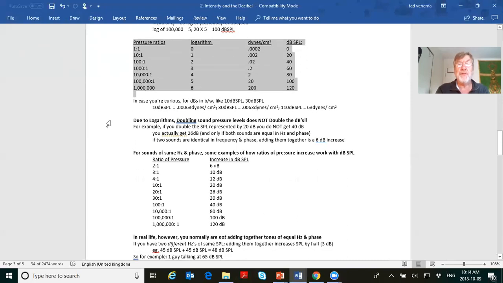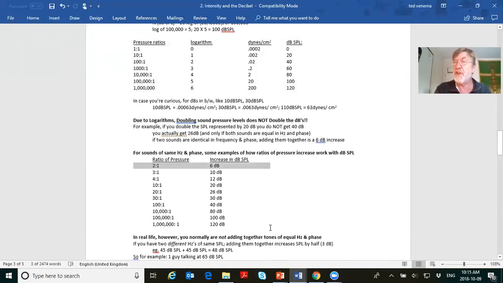Now, remember this, due to logarithms, doubling the sound pressure levels does not double the dBs. For example, if you double the SPL represented by 20, you don't get 40. If you had a 1000 Hertz tone at 20 dB SPL and you doubled the pressure, you'd now be at 26. If you increase the pressure by 2 to 1, you've gone up 6. If you increase the pressure by 10 to 1, you've gone up 20.